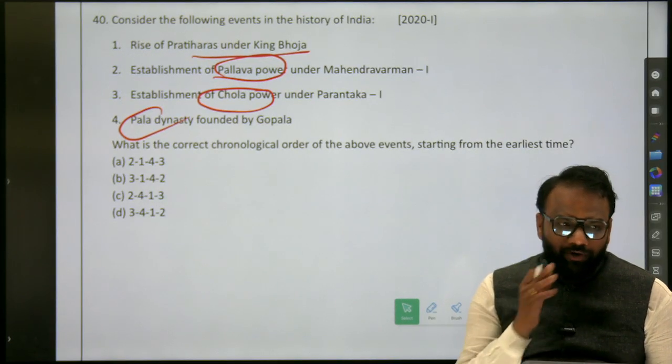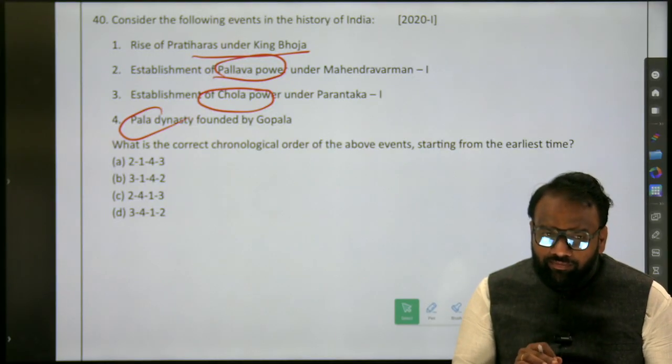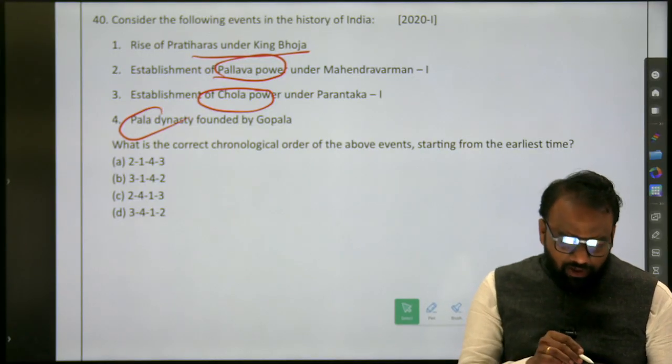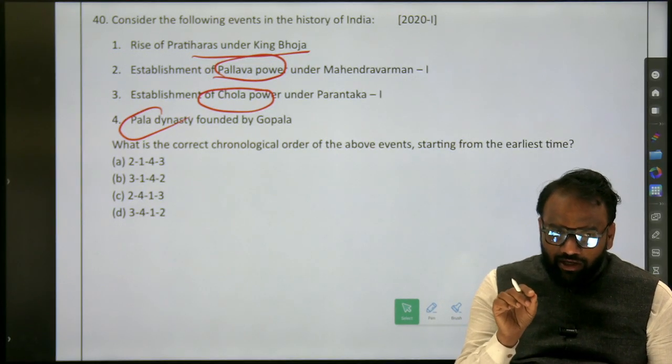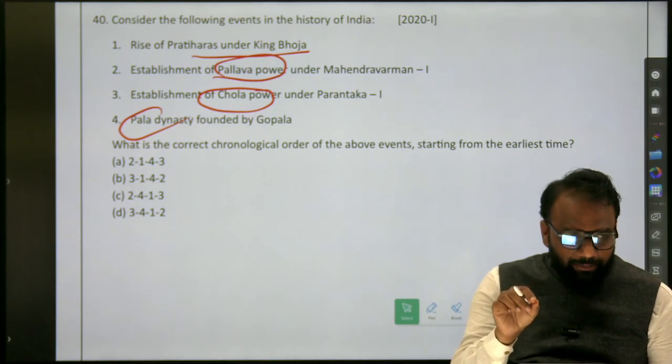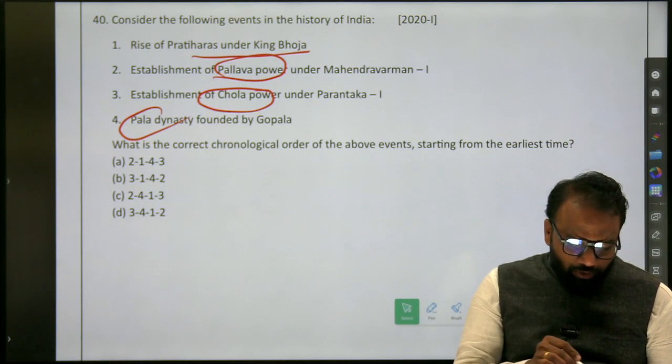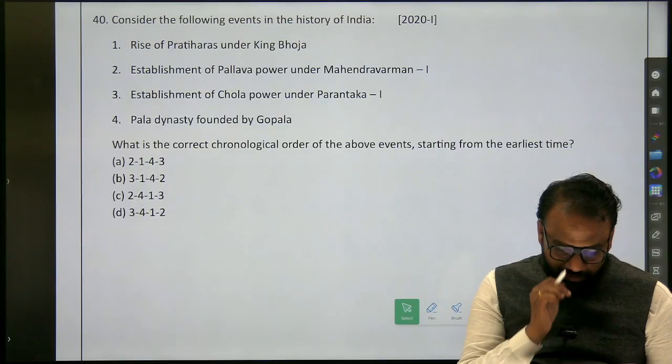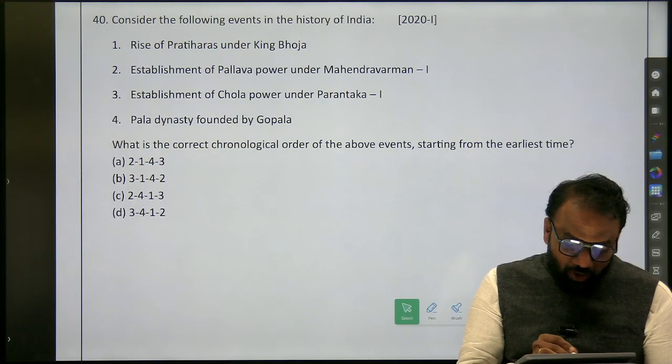Okay, now what will you do? Somewhere I mentioned who acted as a subordinate to whom in the same content. So who acted as a subordinate to whom? Can you just recall? Okay, Cholas were subordinate to Pallavas, right?